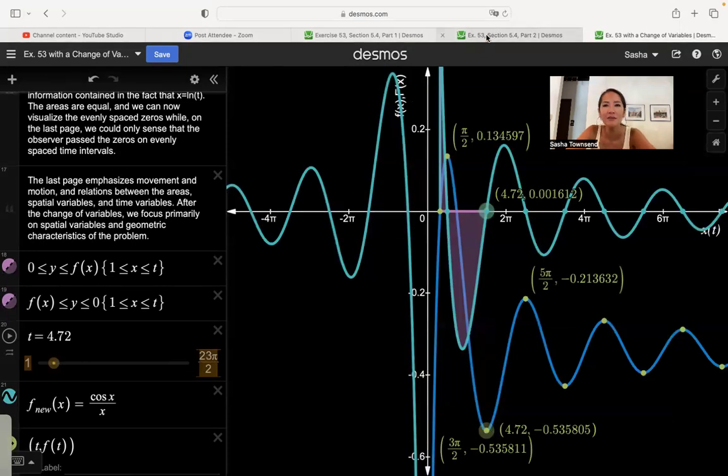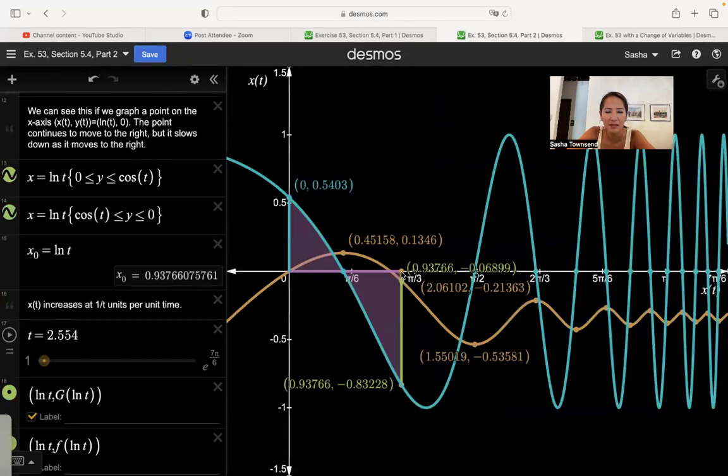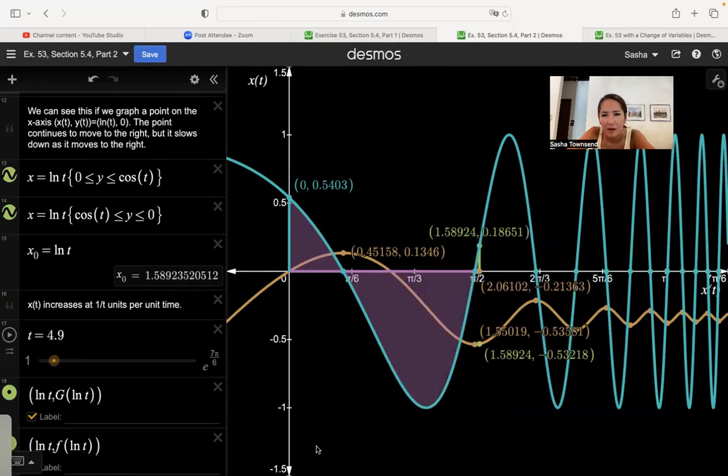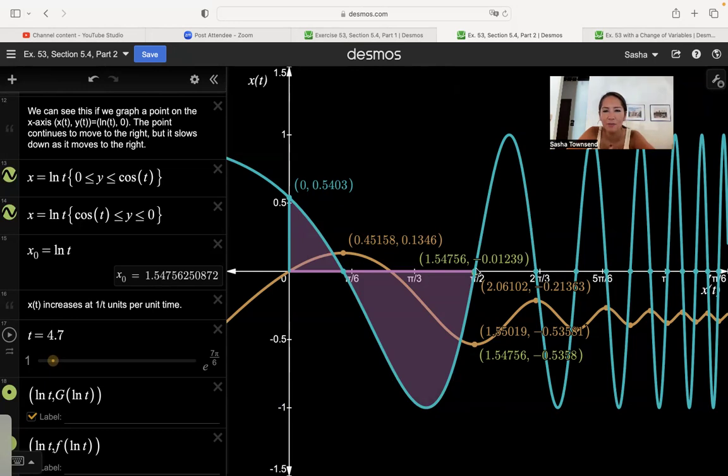0.5358 approximately. If we go to our second 0. Oops. It's hard to get it on exactly where we want it to be, isn't it? That second 0 occurs at, what is it, natural log of 3 pi over 2. And the net area is this purple area minus this purple area. So we get that negative 0.5358 again.